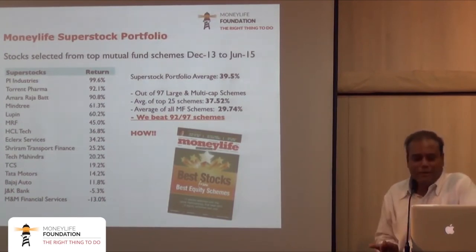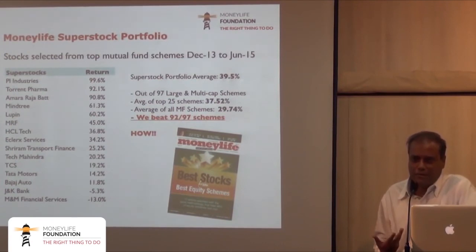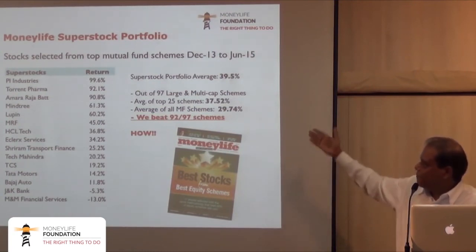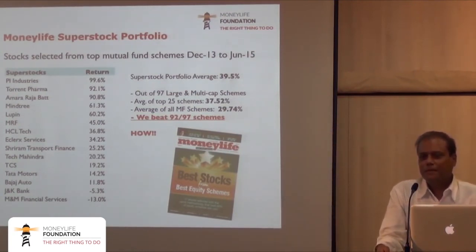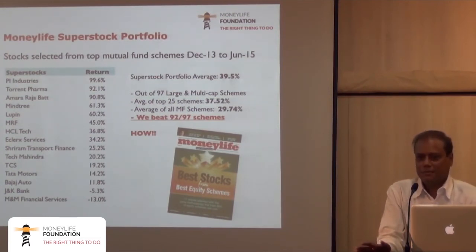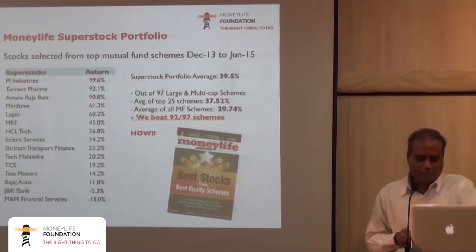How have we done? This is a portfolio. It has done 39.5%. Everybody also has done fairly well in the last 1.5 years. So, top 35 schemes. But this method has beaten 92 of the 97 schemes which we had picked up. So it's possible. How is it possible? I'll show you.